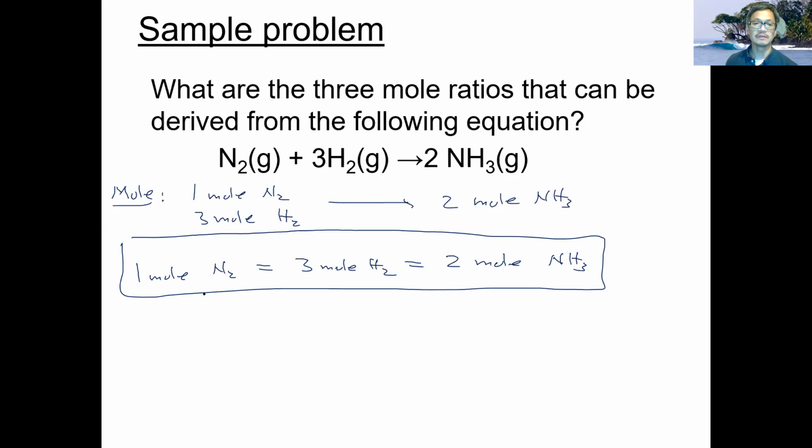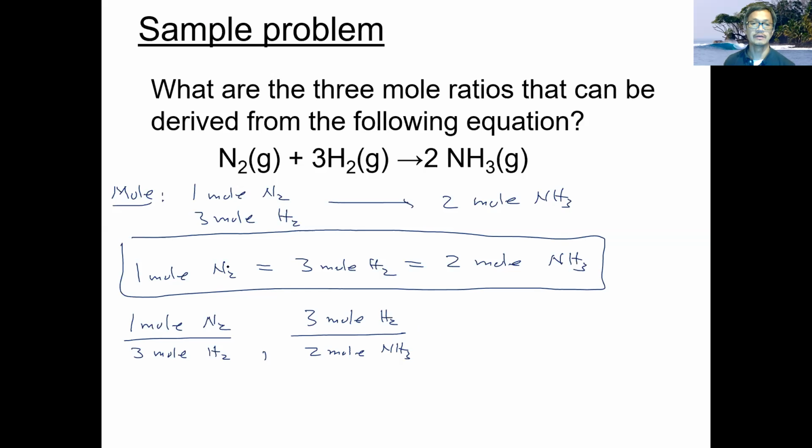Notice that if these are equal, we can set up these ratios. If these two are equal, let's focus on these two here. We can set up the mole ratio between nitrogen and hydrogen, so the first mole ratio is the moles of nitrogen to the moles of hydrogen. That is one mole ratio we can obtain from this balanced equation. Then we can see this equality here: we have 3 moles of hydrogen and 2 moles of ammonia. That's the second mole ratio we can set up from this equality.